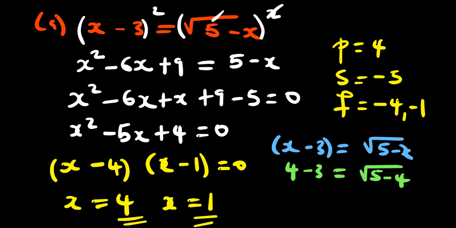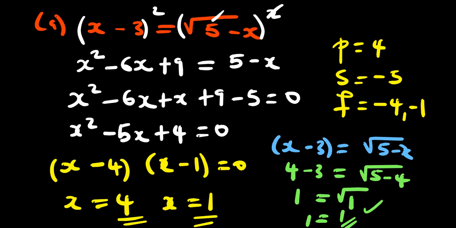Okay, 4 minus 3, that is just a 1, is equal to the square root of 5 minus 4, that is just a 1. Then 1 is equal to the square root of 1. So for 4, we're just going to get the positive, because the square root of 1 is positive or minus. So the positive one is a solution, the negative one isn't a solution.